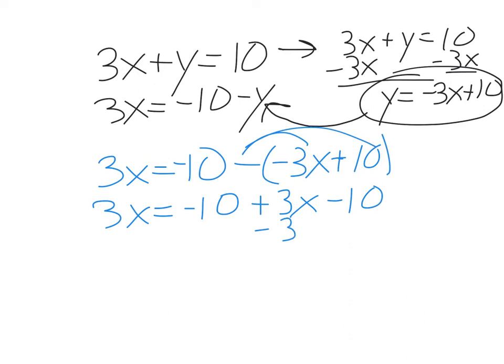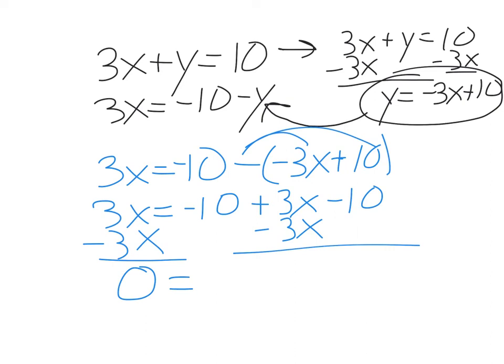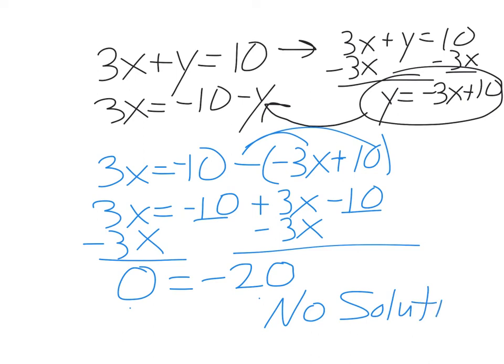Let's subtract 3x from both sides. I don't like the number and variable on the same side, and there's a variable already on the other side. 3x minus 3x is 0 because they cancel each other out, and canceling each other out leaves me with a 0, equals negative 10, and negative 10 is negative 20. Uh-oh. Can 0 equal negative 20? I don't think so. So in this case, there is no solution. There is no possible answer for this one.